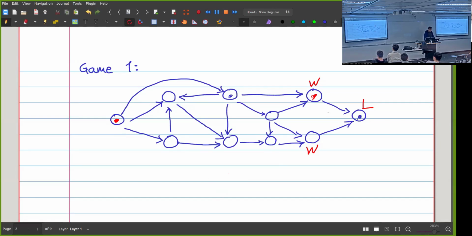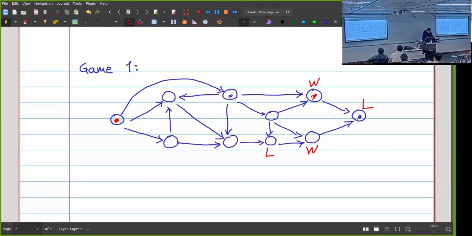Now, if I have a state that has edges going only to winning states, what does that mean? It means that it's my turn to move, and no matter how I move, from the next state my opponent is going to win. So I'm going to lose, right? So this is a losing state. Oh, well, not so sure yet because I haven't found this one. So this is a losing state because it only has edges to winning states.